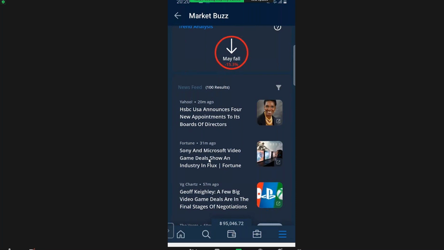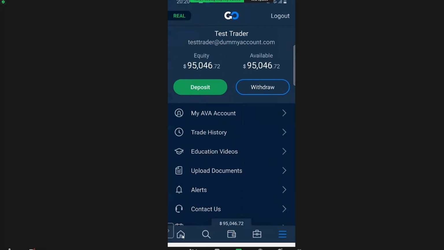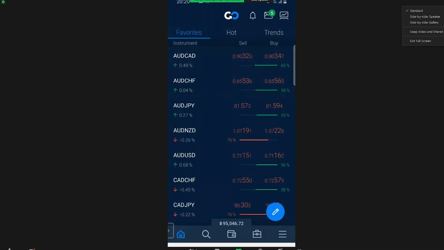You can read the article, get information about the stock you're interested in right there at your fingertips without having to search all over the internet. The app does it for you. Okay, so let me close the app.